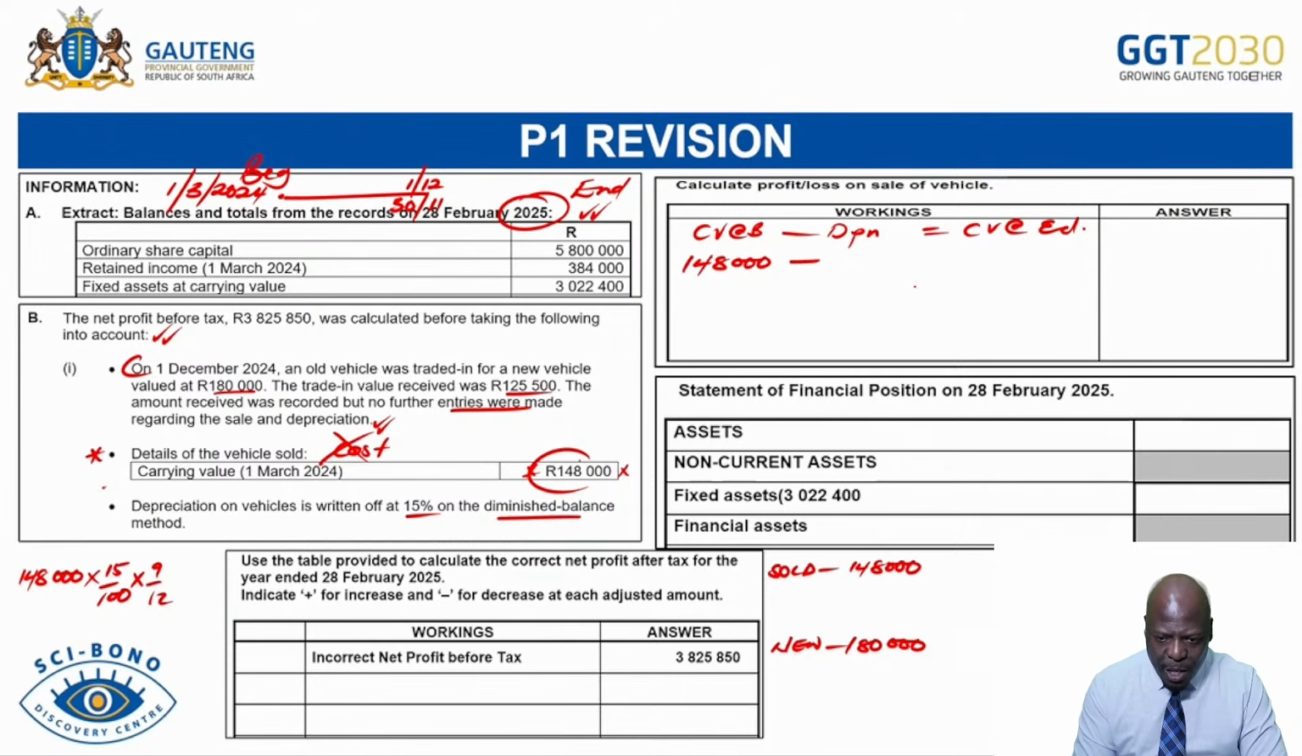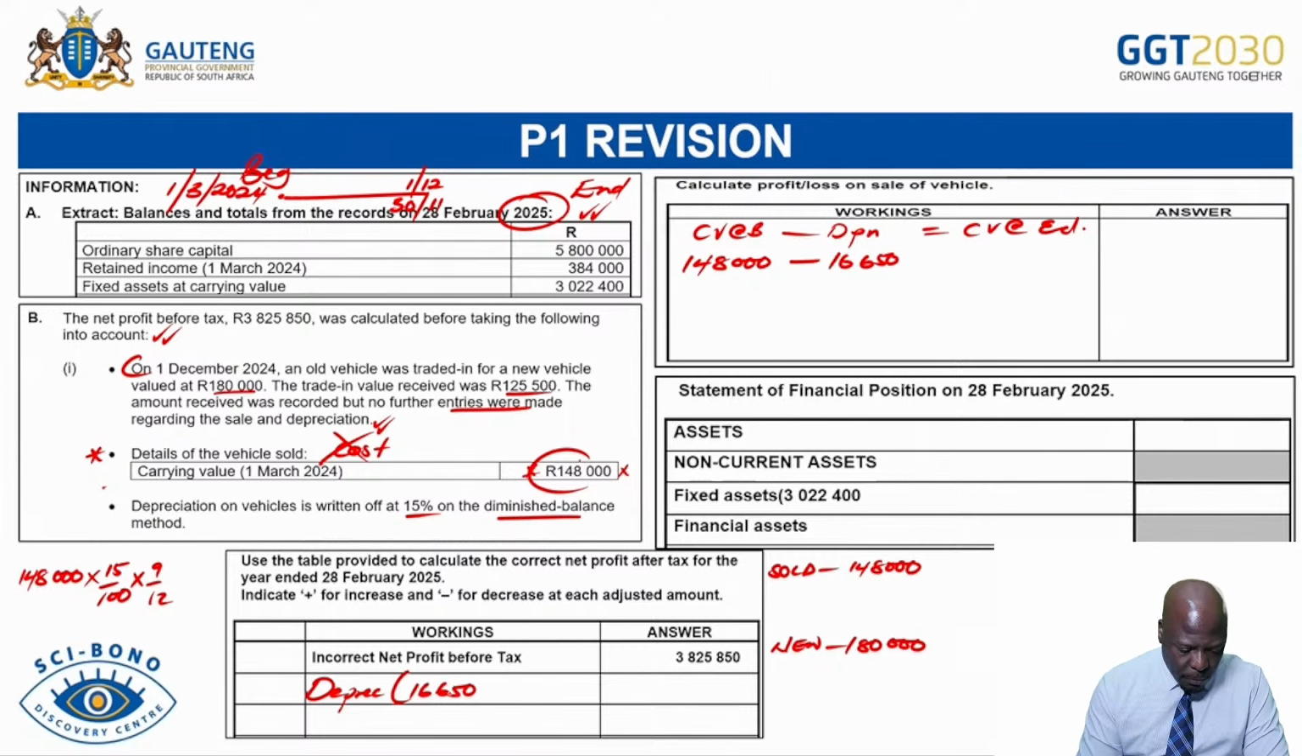So my depreciation on this sold vehicle is 16,650. At the same time, I have to remember that once I get depreciation, it must be recorded in the correct net profit calculation. So I'll say depreciation, and I have my 16,650. That becomes the first amount.